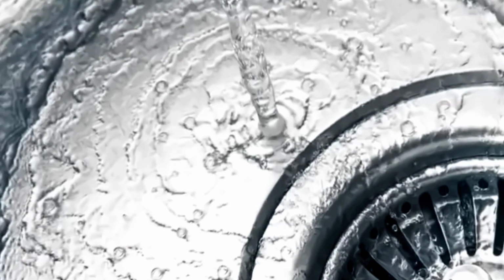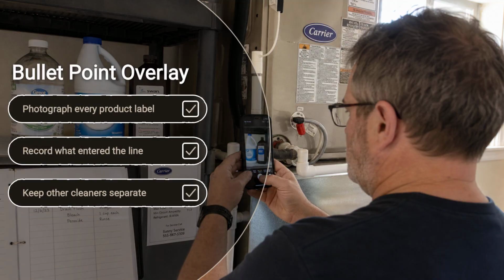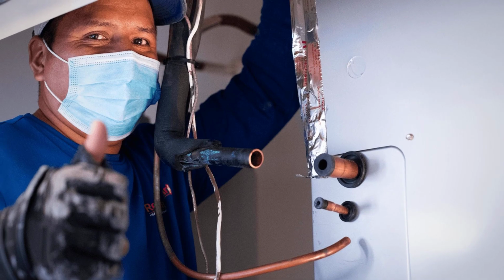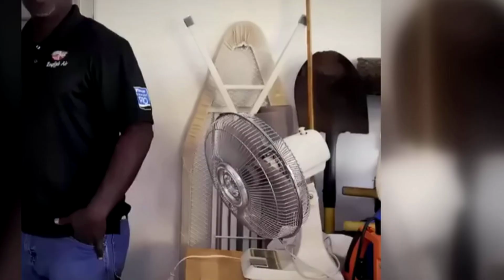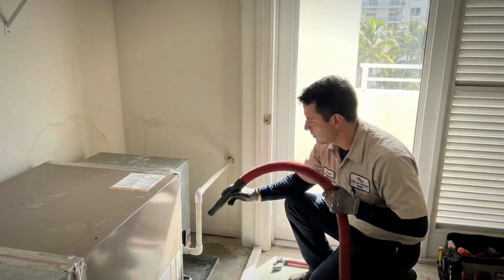If bleach or peroxide has already been used, do not add vinegar. Record what went into the line, keep other products out, and give that information to the person handling the drain or the exposure. Use one documented product in one documented procedure. Unknown residue ends the homeowner chemical step and moves the issue to the appropriate professional.